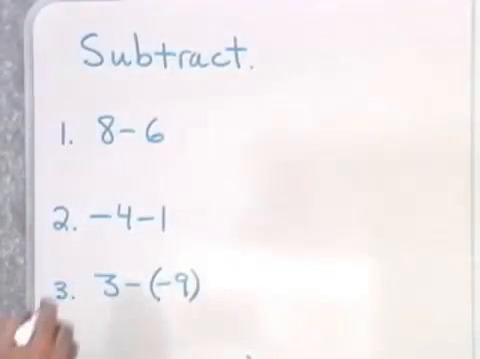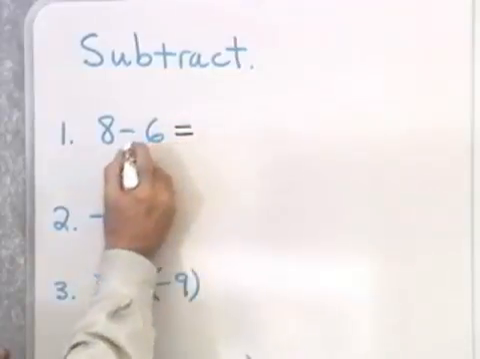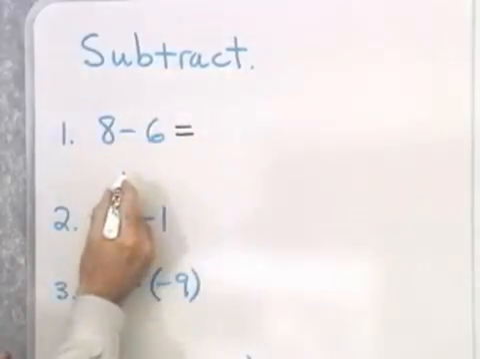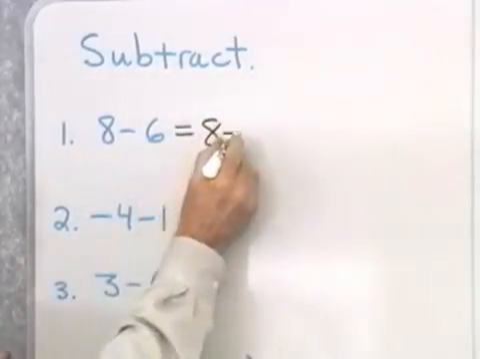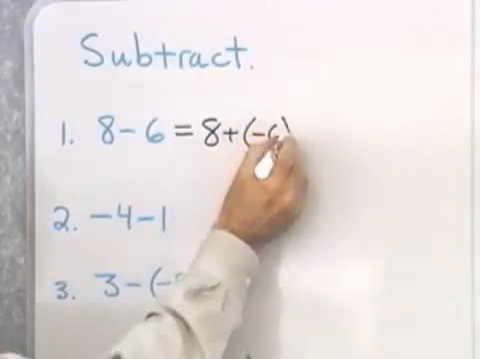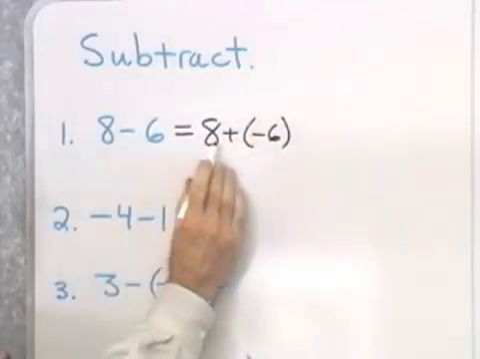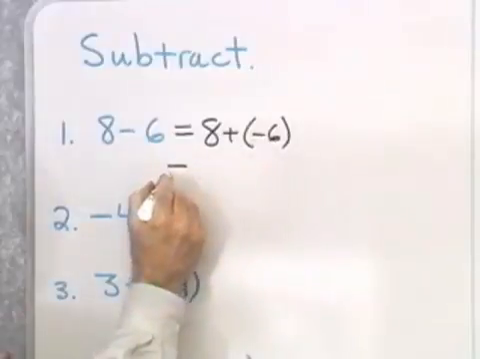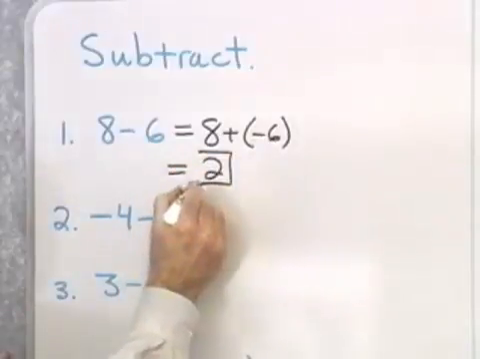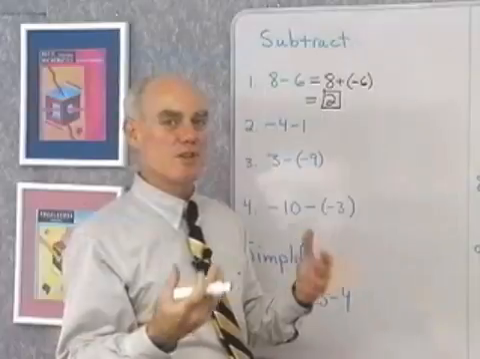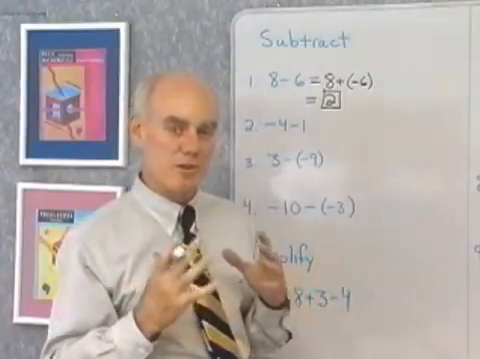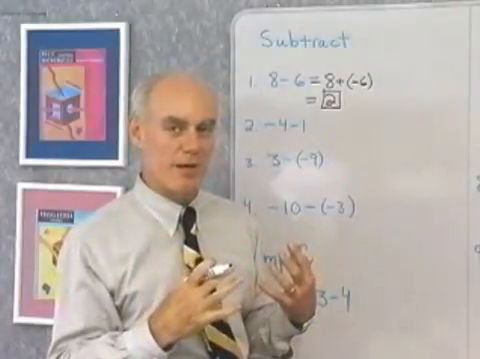Problem number 1, it's 8 subtract 6. Okay, I don't want to do any actual subtraction, even though I know the answer to this is 2. I want to rewrite it as 8 plus negative 6. So instead of subtracting positive 6, I add its opposite, negative 6. That gives me the correct answer, 2. Now, I already knew that answer was 2. This just justifies my rule a little bit more. You see, my rule is consistent with what I already know about subtraction.